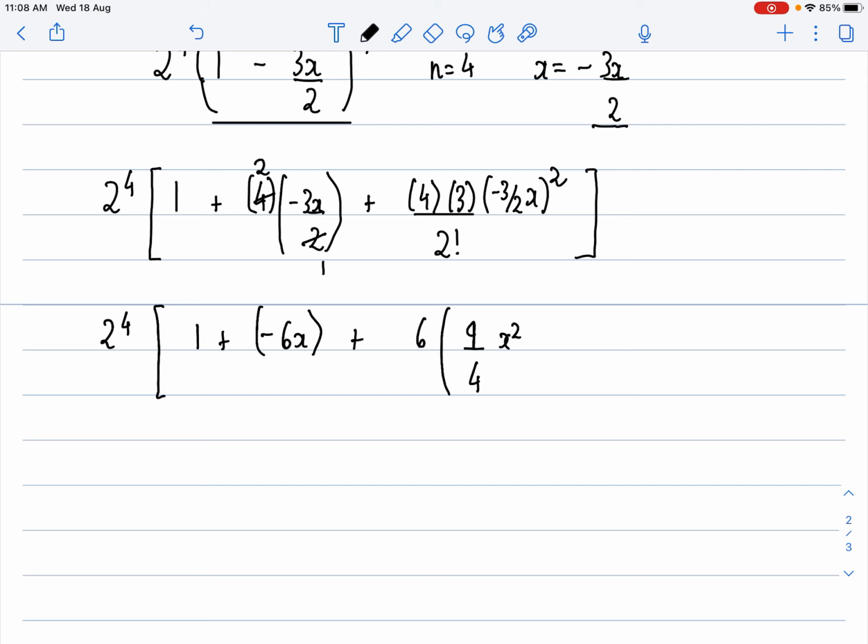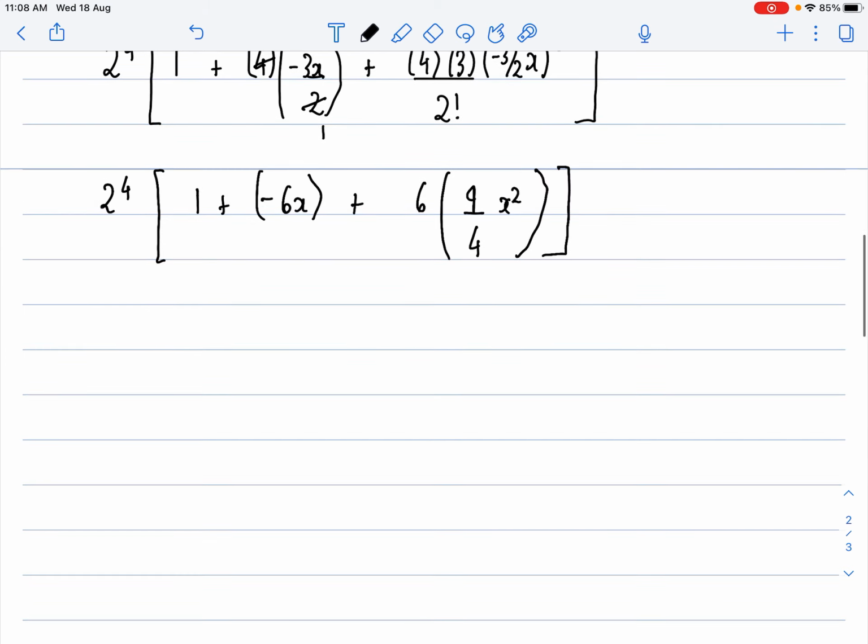And you get x square here. Correct? This is what you basically get. So now you can write this as 2 raised to 4, correct? With 1 minus 6x, with 4 2's here, 3's here, plus 3 into 9, which is 27. So you get 27 over 2.